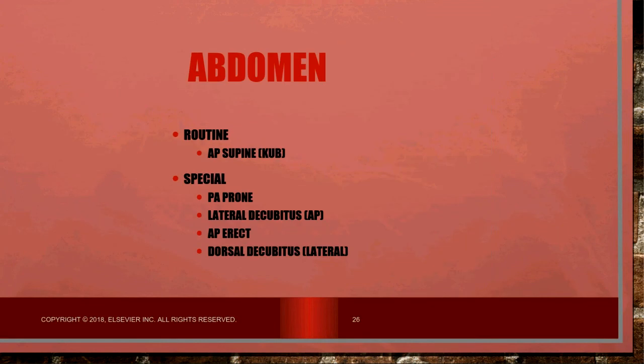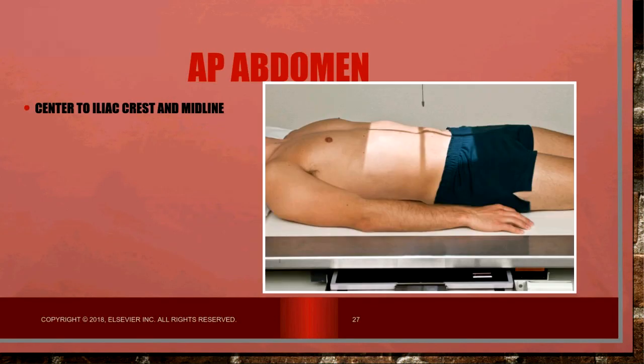As far as the abdomen, typically an AP supine abdomen is the most commonly ordered exam, but they can also order a PA abdomen, a lateral decubitus abdomen, an AP erect abdomen, or a dorsal decubitus. And those special views are things that we will look at in another lecture. When we look at an AP supine abdomen, this is actually found on page 118.